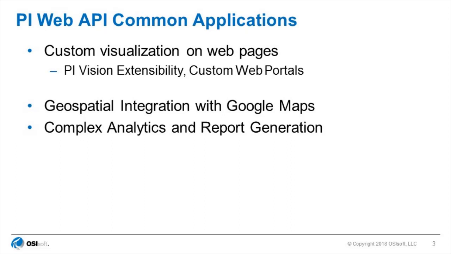The PyWeb API can be used for a number of different applications. Some of the most common are custom visualization symbols in PyVision and web pages built in-house at organizations. Oftentimes, the PyWeb API will also be used for retrieving data for advanced analytics and reporting engines.